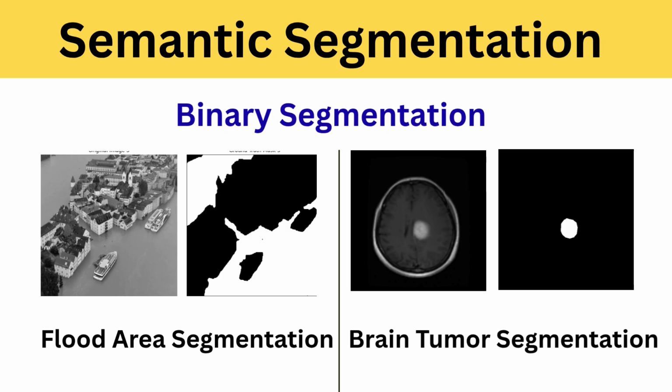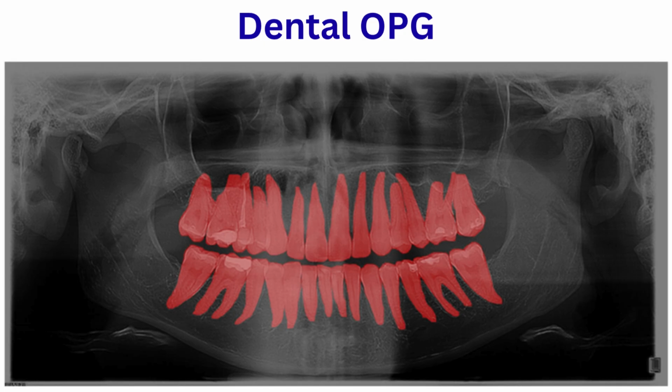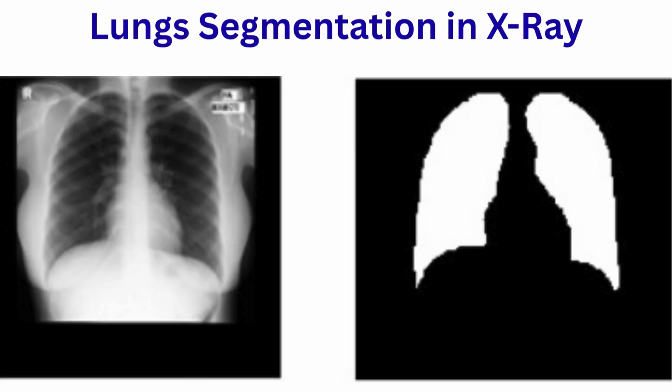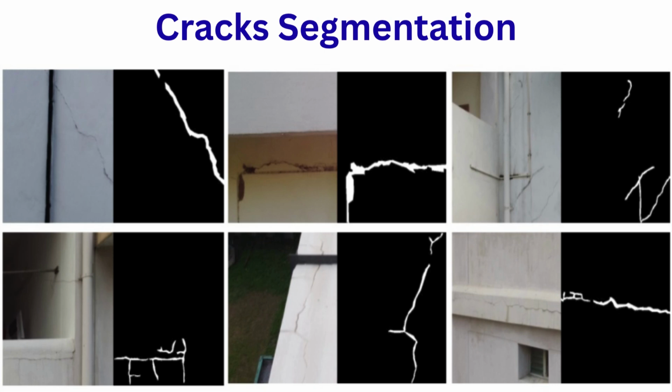Semantic segmentation assigns a class label to every pixel, ignoring individual identity. Its first subtype is binary segmentation, dividing the image into just two categories: foreground and background. This is used in many applications. For example, identifying flooded areas on satellite imagery, pinpointing tumor boundaries in a medical scan, isolating the exact tooth shape in an OPG X-ray, and mapping cracks and damage in civil structures.